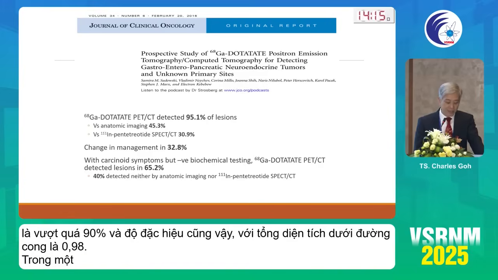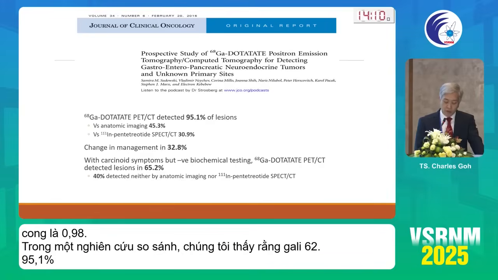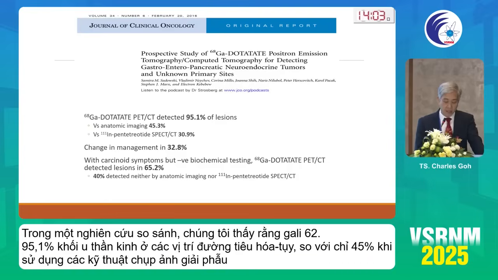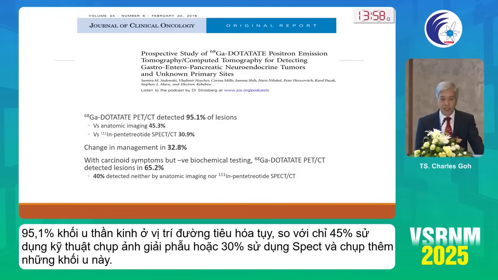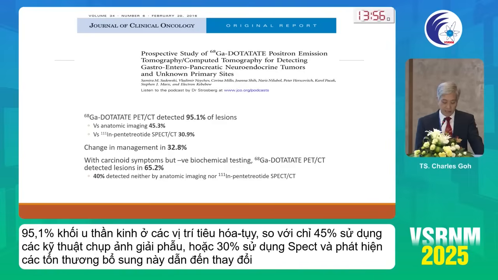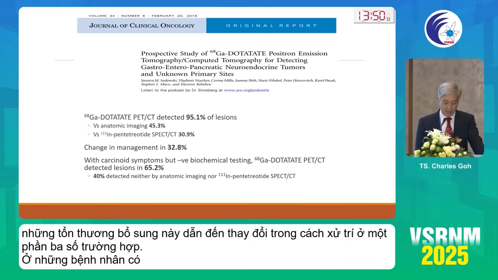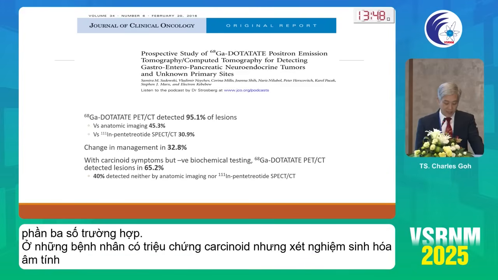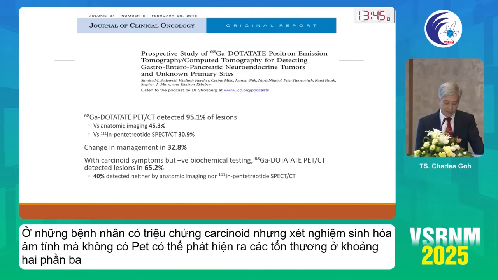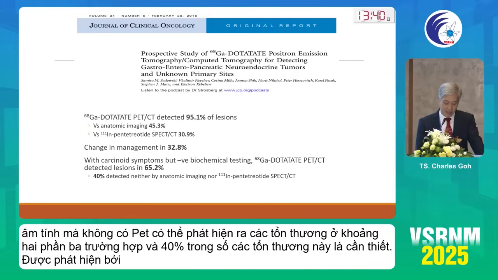In one study, we find that gallium-68 detected 95.1% of neoplasms in gastroenteropancreatic tumors versus only 45% with anatomic imaging techniques using SPECT. Picking up these additional results in a change in management in 1/3 of cases. In patients with carcinoid symptoms, biochemical testing was able to detect lesions in 1/3 of cases. These lesions were neither detected by imaging nor SPECT-CT.